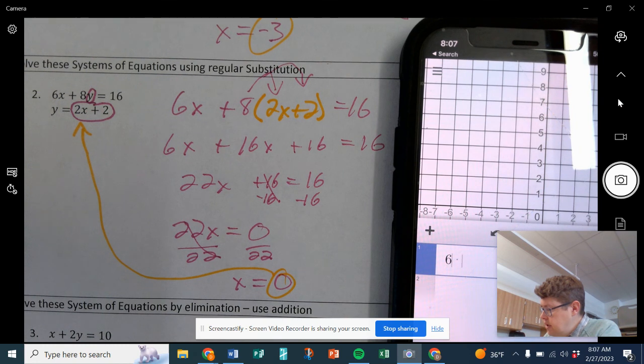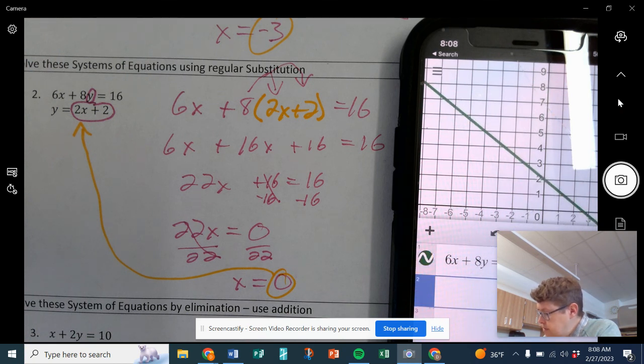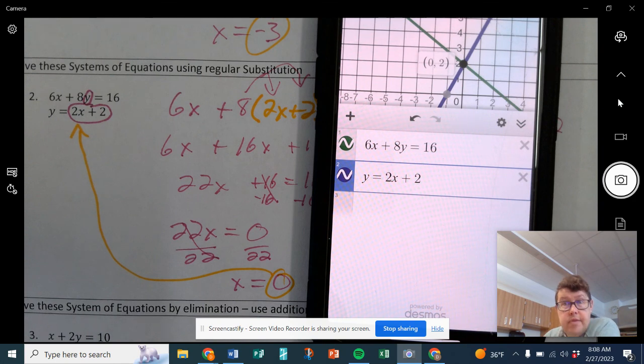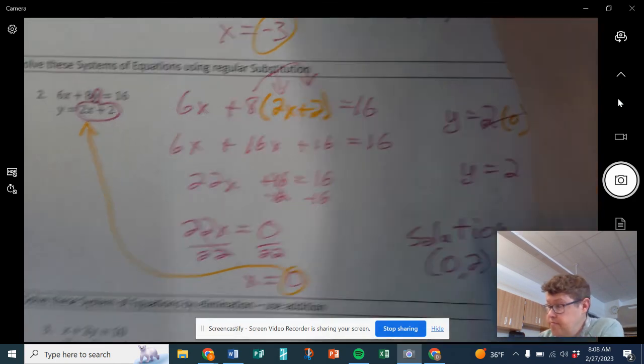All right, double check your work. 6x plus 8y equals 16. And then y equals 2x plus 2. And we get 0, comma 2 as our answer there, which is what we found.